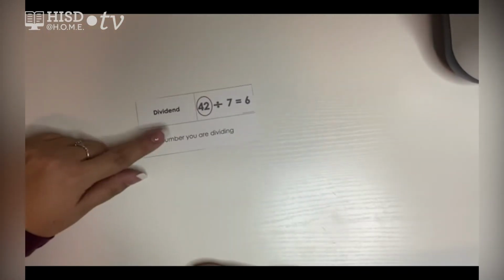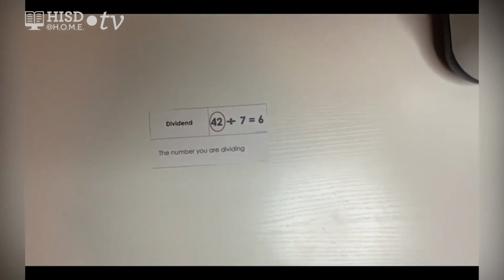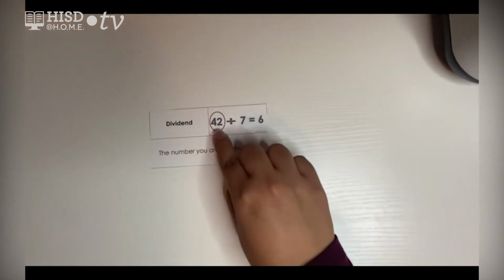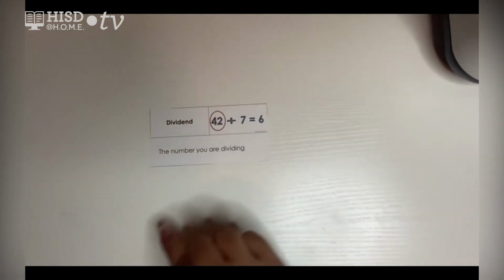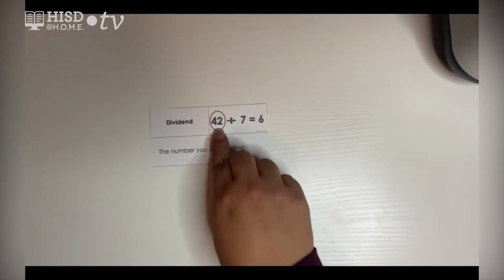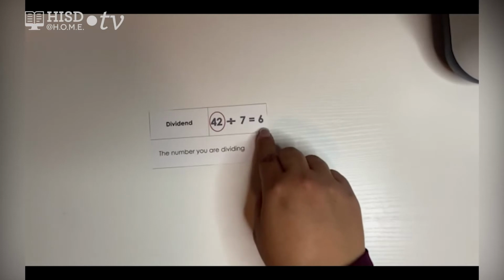And last but certainly not least, this word is dividend. This is the number that you are dividing. More than likely, guys, it's the first number in the equation itself. So remember that the dividend is the number that you are dividing, and the divisor is the number that you are dividing by. So in this equation, 42 would be the dividend, 7 would be the divisor, and 6 would be the quotient.